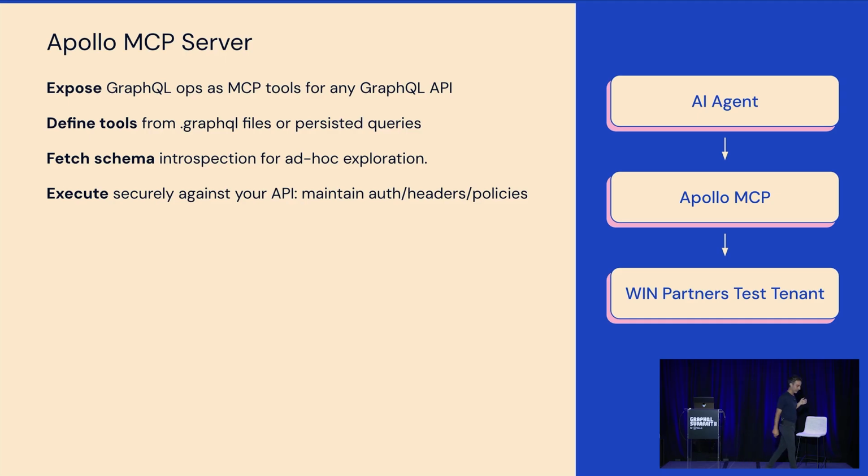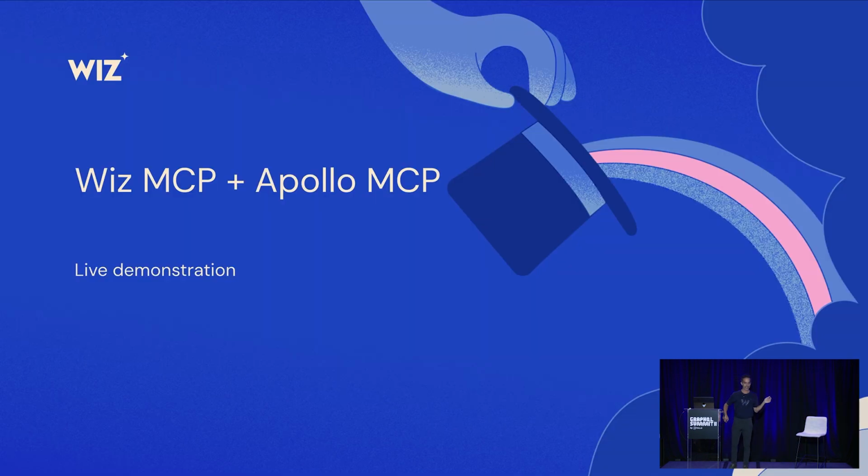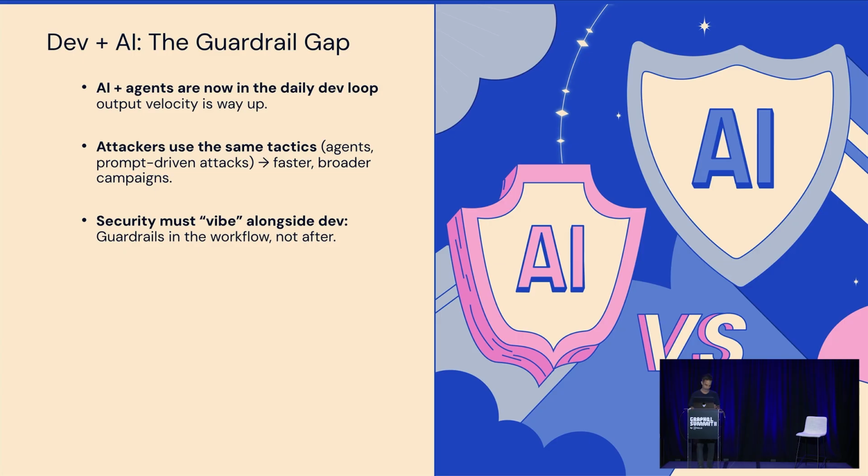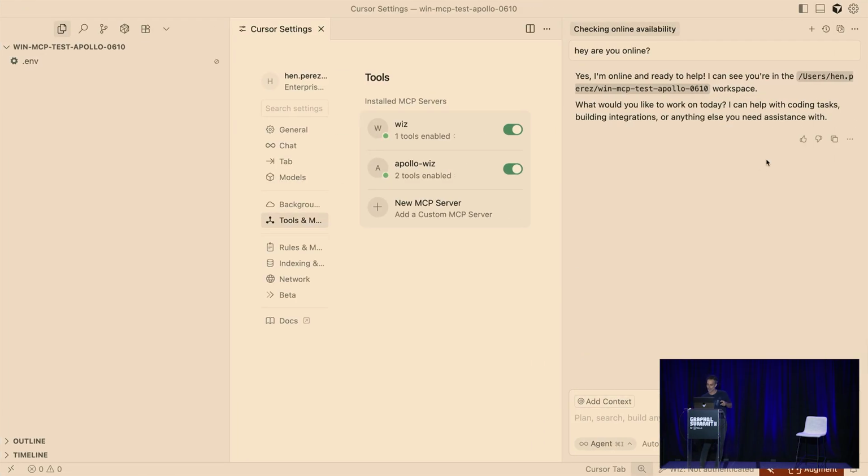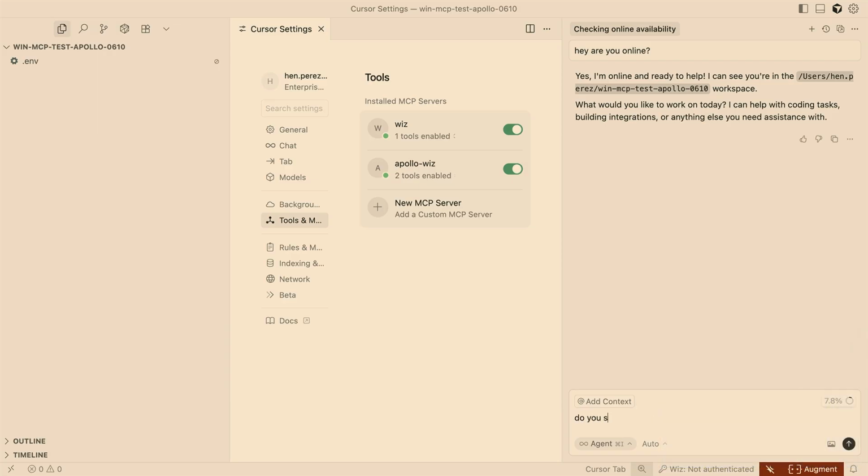And I've been talking too much, so I'm just going to jump into a demo, and we're going to do it live and show you how easy it is. I hope. OK. I like to do some sanity checks because it's a live demo. So I asked it if it's online. Let me also ask it, do you see any MCPs, the Wiz MCP and Apollo MCP? Which tools do you see?